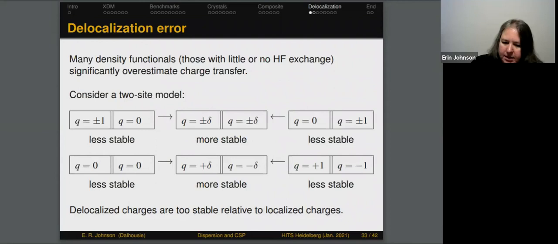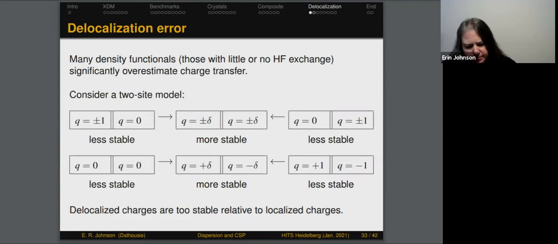So consider we have two potential energy wells that are degenerate, and we have a single charge that can occupy these potential energy wells. So if we consider an electron between these two wells, we can put the electron in this well and no charge in this well, or we can put the electron over here, no charge over here, or we can have a linear combination of those where we have some fraction of the electron in either well. Because the potential energy wells are degenerate, each of those situations should give you an equal energy. However, with GGA methods, the situation where we have a fractional charge in each potential energy well is going to be predicted to be significantly more stable than the extremes of localized charge.